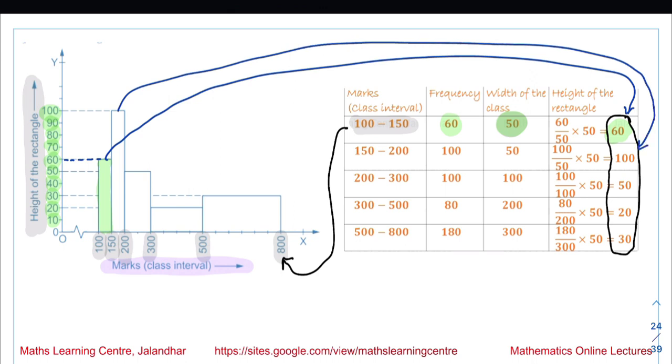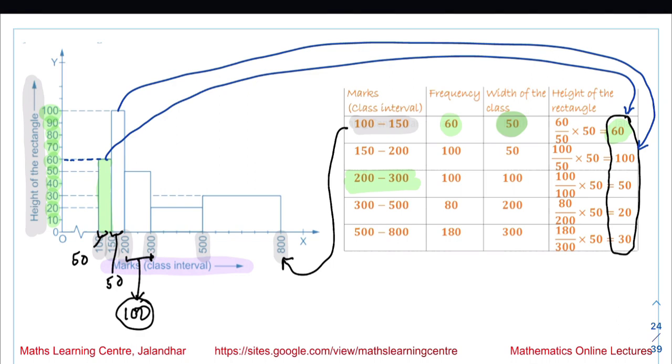Now in the next case the class interval is 200 to 300. We are talking about this class interval over here. So the width of this rectangle is 100, whereas the width of this rectangle is 50, and the width of this rectangle is 50. So the width of this rectangle is 100.